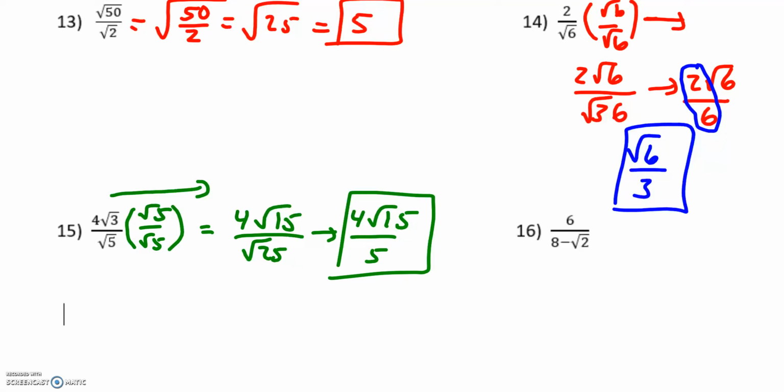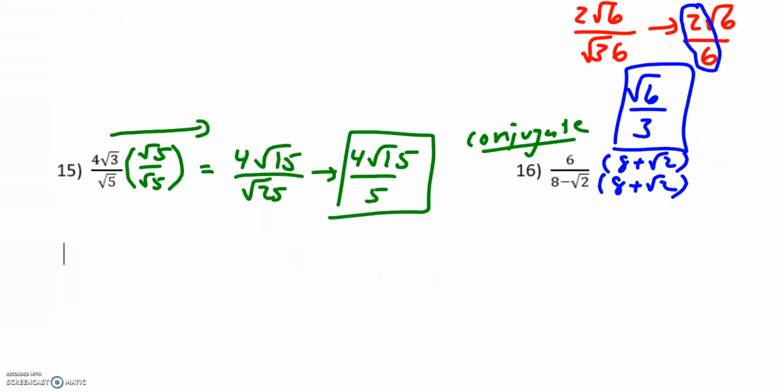Number 16 still uses the idea of rationalizing. However, for the first time, we don't just have a radical in the denominator, we have a radical attached to the 8. So what we have to do here is use the idea of the conjugate, which is the opposite sign in the middle, and multiply top and bottom. So it looks something like this. Multiply the bottom by 8 plus root 2, and the top also by 8 plus root 2.